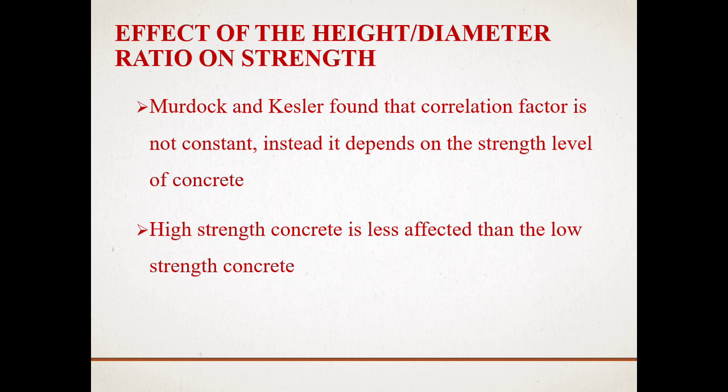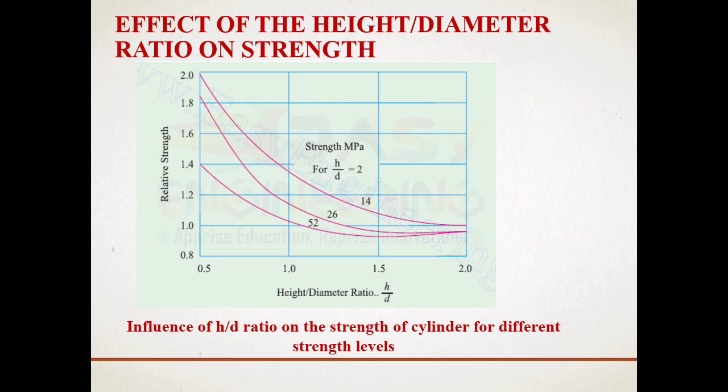Murdoch and Kesler found that the correction factor is not constant. Instead, it depends on the strength level of concrete. High strength concrete is less affected than low strength concrete. The influence of H by D ratio on the strength of a cylinder for different strength levels has been shown here.